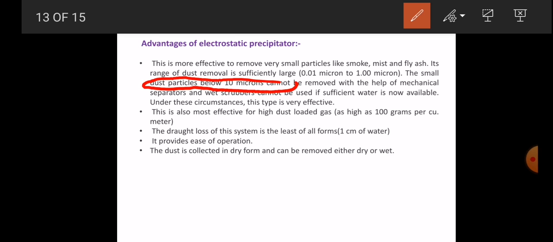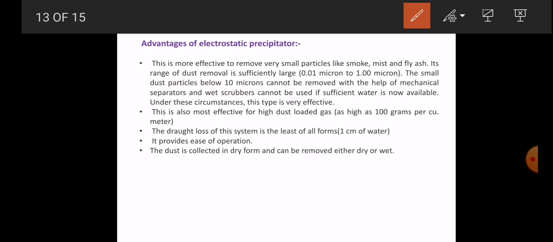Dust particles below 10 microns cannot be removed by a mechanical separator or wet scrubber. That's why we utilize this type of electrostatic precipitator. Below 10 micron particles we can easily remove. This is also most effective for highly dust-loaded gas, as high as 100 grams per cubic meter. The draught loss of this system is least of all forms, about 1 centimeter of water.